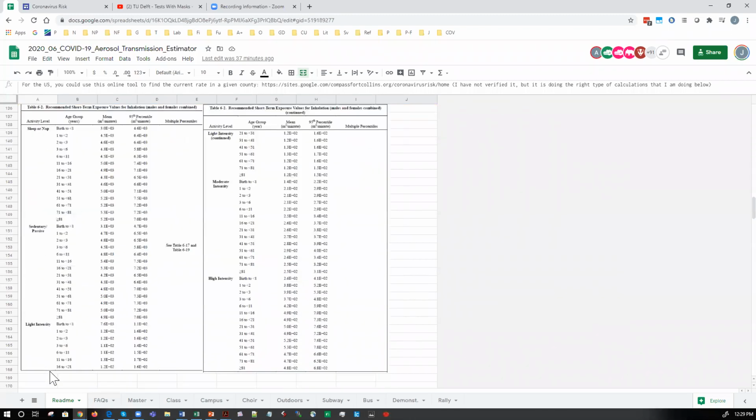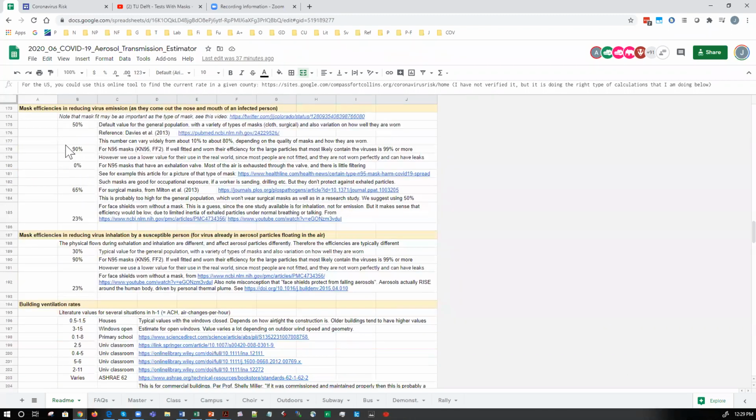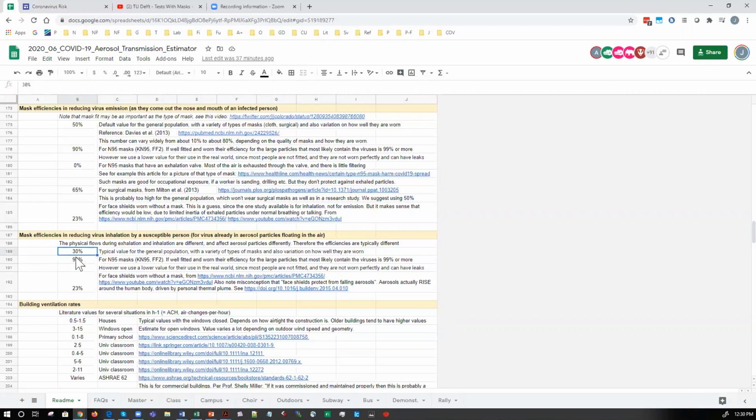Okay. Then the efficiencies of the mask in reducing the virus coming out from the infected person. So here we have some values. I've been using 50% for a typical mask in the community. There are other values here. If you know better, if the masks are very good or very well worn, then you can use a better number and so on. Now there is also the efficiency of the mask in reducing the inhalation of the virus. And I've been using, again, 30% for a typical mask. Perhaps it's a little higher, but in the community, many masks are not well worn. Some people wear them below the nose.